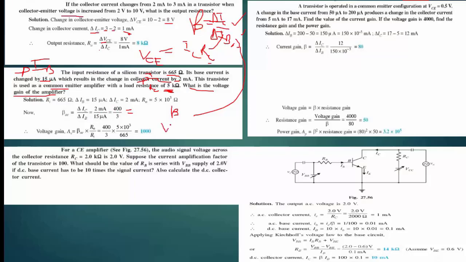But you remember voltage gain nilisema ni sawa na current gain times resistance gain, resistance output over resistance input. So the voltage gain inakuwa beta ambayo tumepata hapo times resistance output. Tumesema load resistance ni 5 kilo ohms hapo, input resistance tumesema input ni 665 iko hapo. So finally we have our voltage gain.